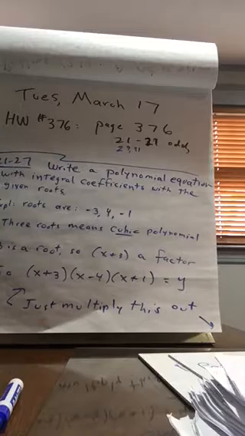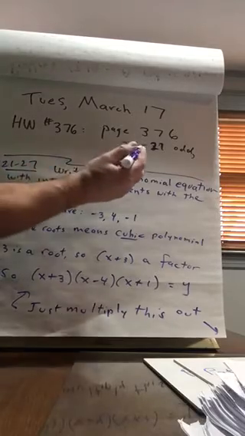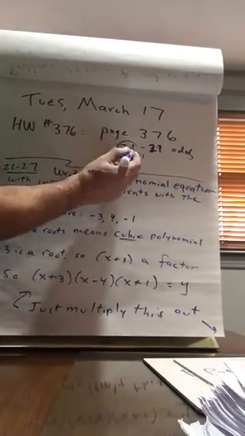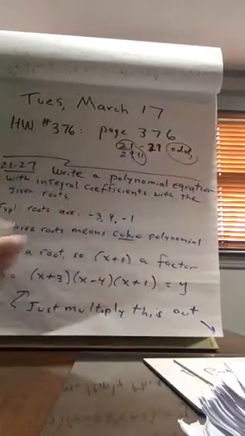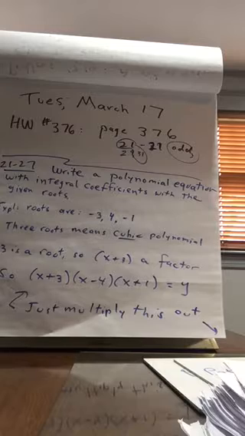Tuesday, March 17th, your assignment is page 376. Well, it says it right there. Oh, this is not too clear. It's just 21 to 31 odd. 21 to 31 odd, okay? Let me teach you how to do that exactly.